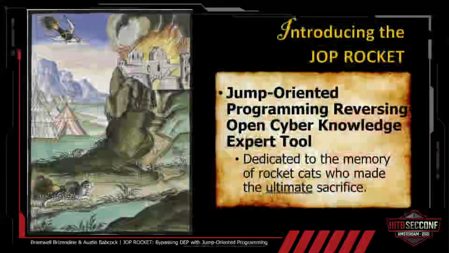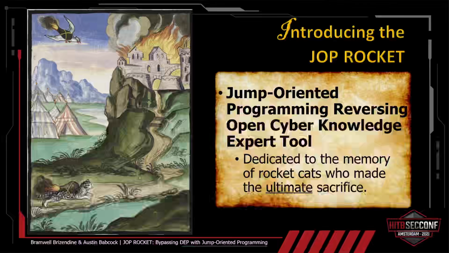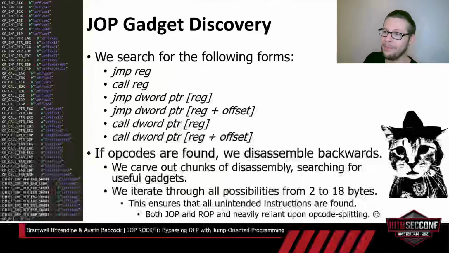Now, at this point, we would like to introduce the JOP rocket. And throughout the presentation, you'll see various cats with flammable devices strapped to their back. And these actually come from medieval manuscripts, like that image you see right there. And these cats are hell-bent on trying to set a castle or a city on fire. In much the same fashion, JOP rocket takes that inspiration. We're looking for alternative pathways. And we definitely find them.